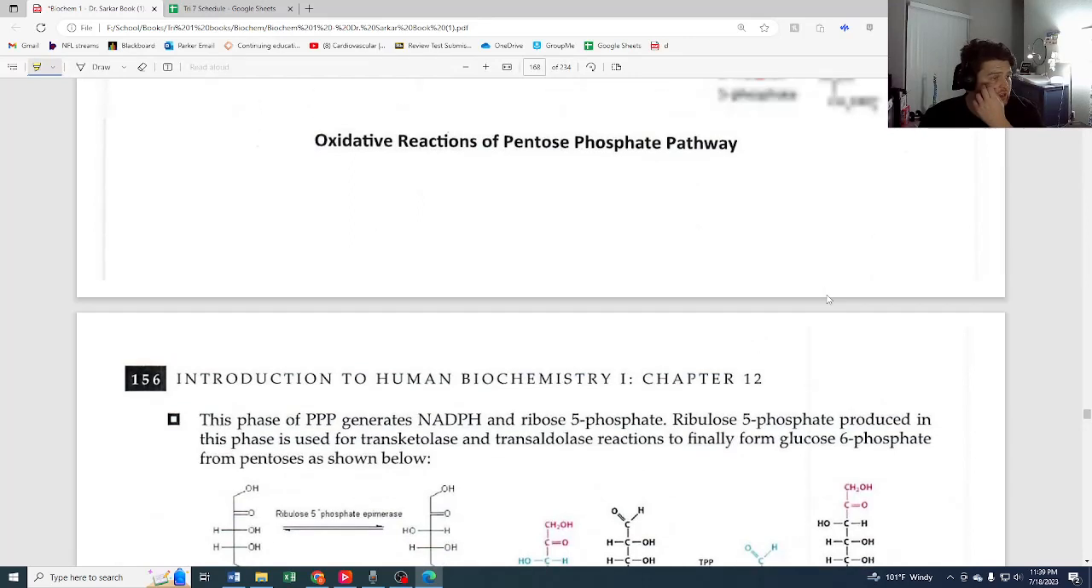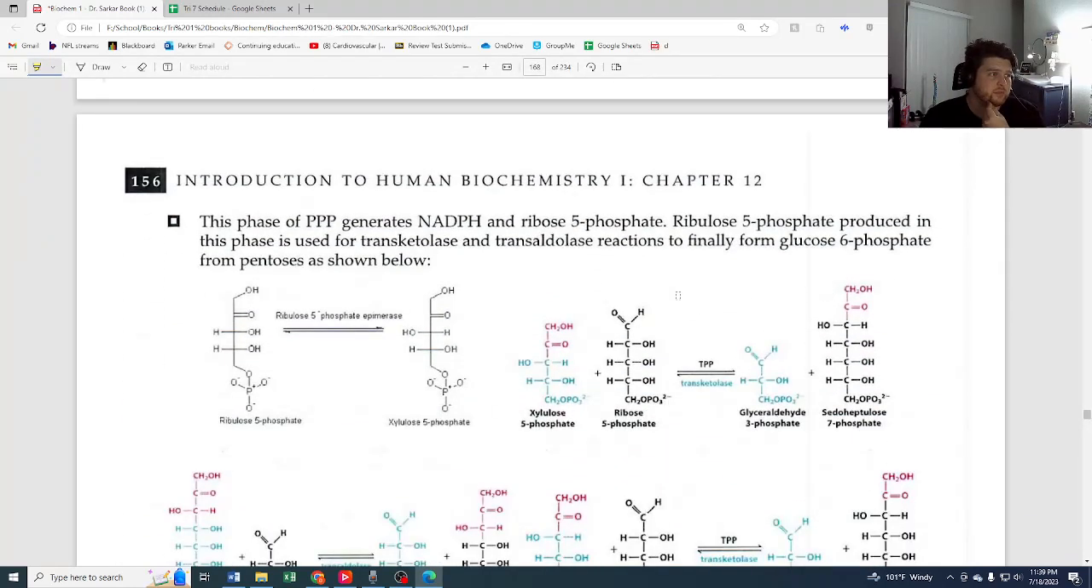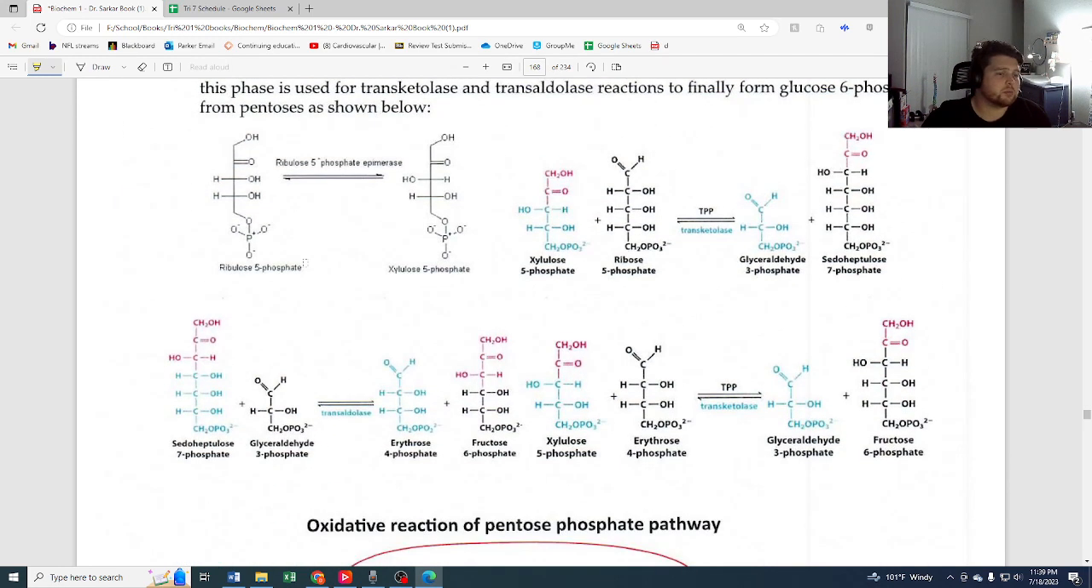Okay, we have the oxidative reactions of the pentose phosphate pathway. This phase of the pentose phosphate pathway generates NADPH and ribulose 5-phosphate. The ribulose 5-phosphate produced in this phase is used for transketolase and transaldolase reactions to finally form glucose 6-phosphate from pentoses as shown below. Again, a whole lot of pictures. This is literally just an exact repeat of everything that we just read. Don't focus so much time on these pictures here just because there's so much here.